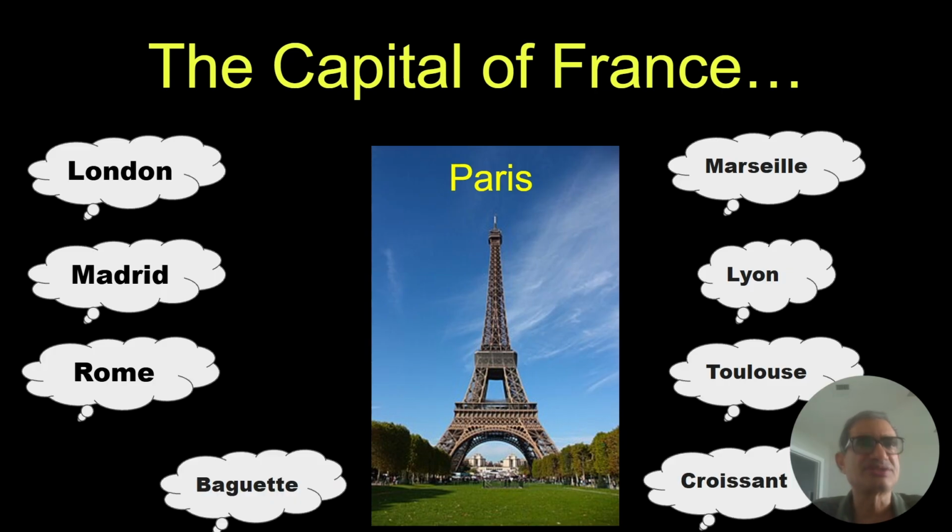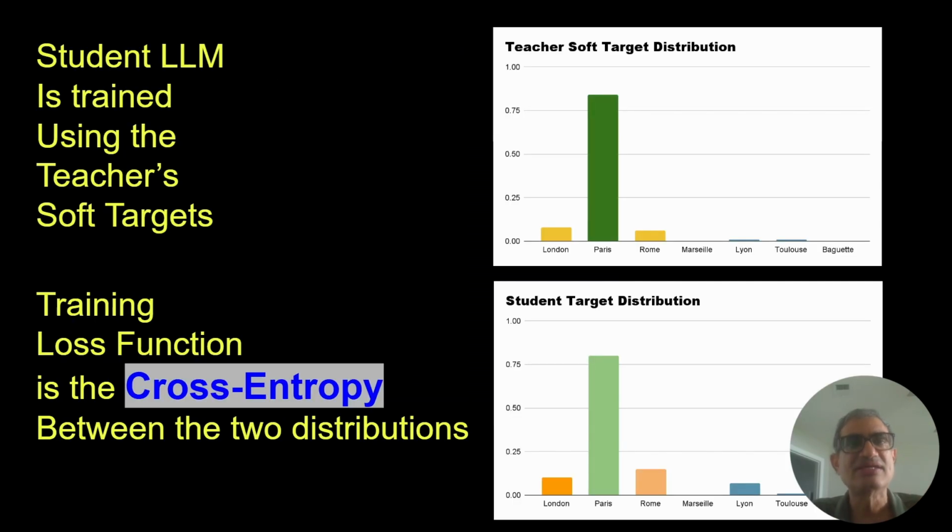It may even have considered things like a baguette or croissant with lower probabilities, perhaps because they co-occurred whenever France and Paris showed up. So all of these are the soft targets of the teacher, and these are the ones that a student has to learn. Again, to emphasize, the student LLM is trained using the teacher's soft targets. All those candidates in addition to Paris are the soft targets for the teacher.